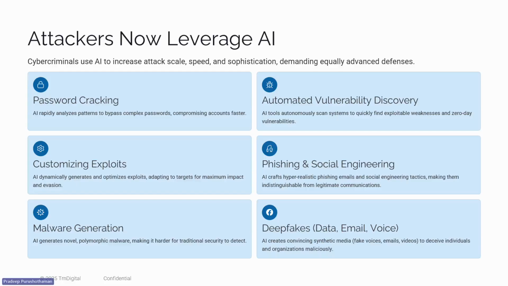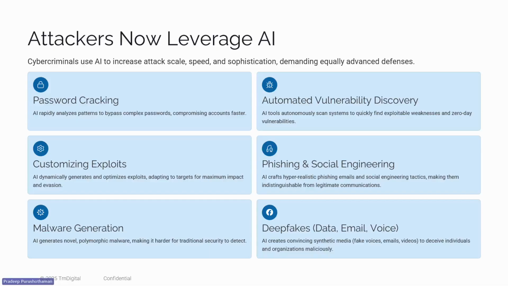Third is customizing exploits. With the help of AI, adversaries can fine-tune the attack to match the exact environment they are targeting, making each exploit more precise and harder to stop. Fourth is phishing and social engineering. AI can generate highly convincing emails, chats, and even voice messages that are tailored to each victim, increasing the success rate dramatically. Fifth is malware generation. With AI, new malware variants can be created on demand, making detection harder and giving attackers a steady stream of fresh tools.